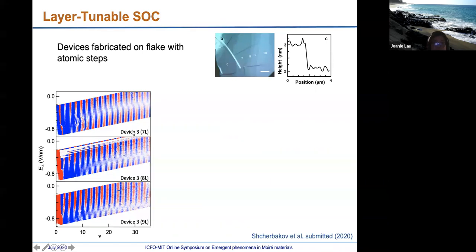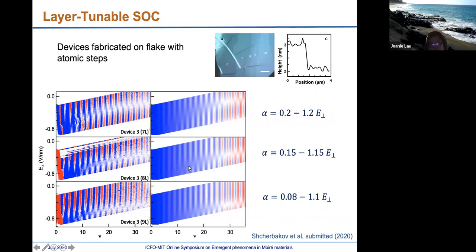All right, so for this particular device, we have 7, 8, and 9 layers, and we perform the same measurement. Again, we measure the resistance as a function of electric field and charge density, and we can see that this transition point, where they switch from maximum to minimum, systematically changes as the number of layers increases, namely shifting to more negative values of the electric field. So we can capture that in our simulation, and from this we obtain the dependence of this Rashba parameter on the electric field for each thickness.